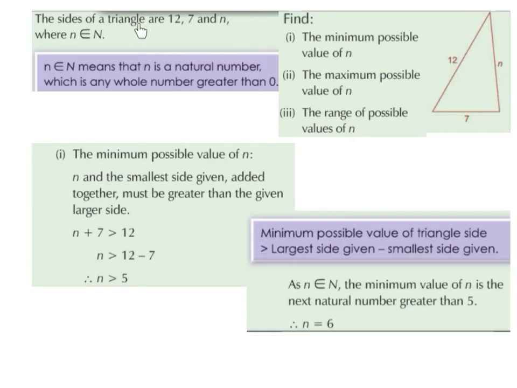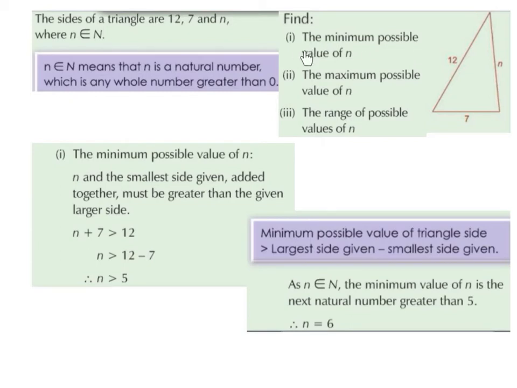The sides of a triangle are 12, 7, and n, where n is an element of N. So n is a natural number, which means it's a positive whole number, any whole number greater than 0. Find, part 1, the minimum possible value of n, part 2, the maximum possible value of n, and part 3, the range of possible values of n.